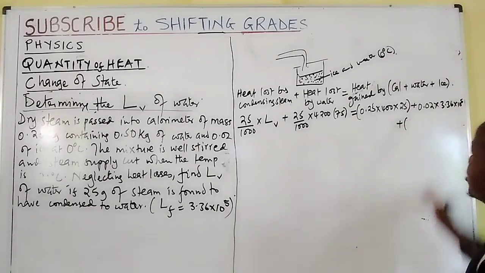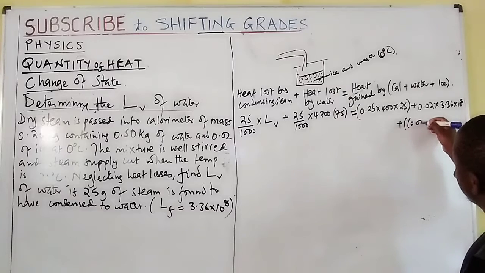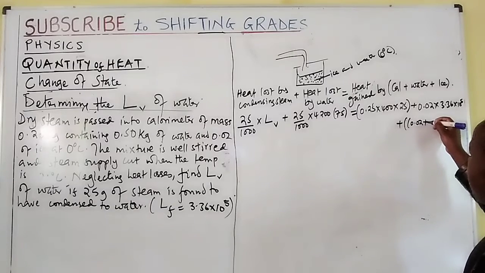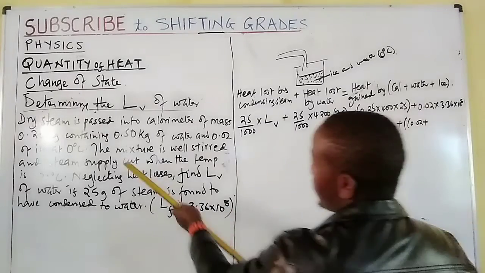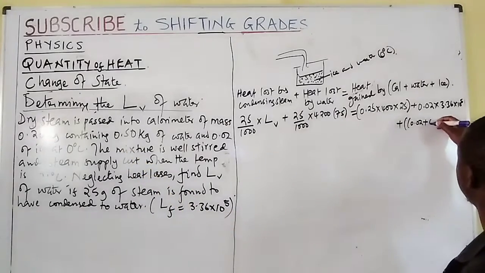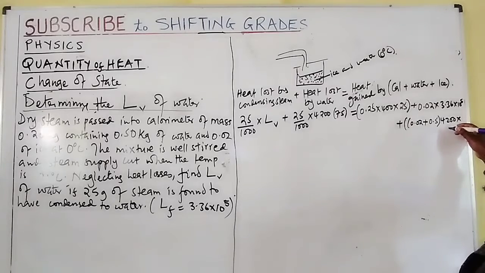So after it has melted, it becomes water. Therefore, the 0.02 of ice has become water, and initially there is still some water, 0.5 kilograms of water. Now this times the specific heat capacity of water, 4200, times the change in temperature from 0 to 25, we got 25. So that is the comparison which is happening here.